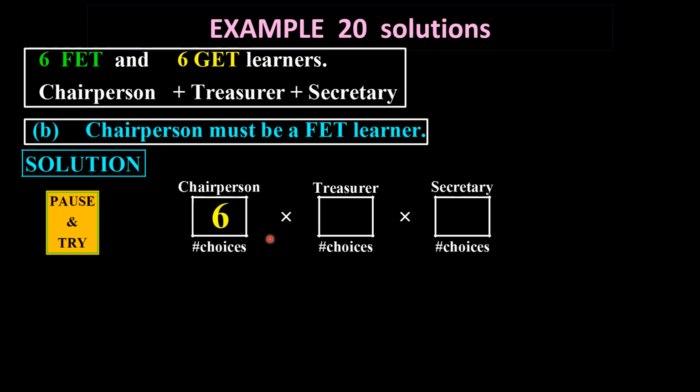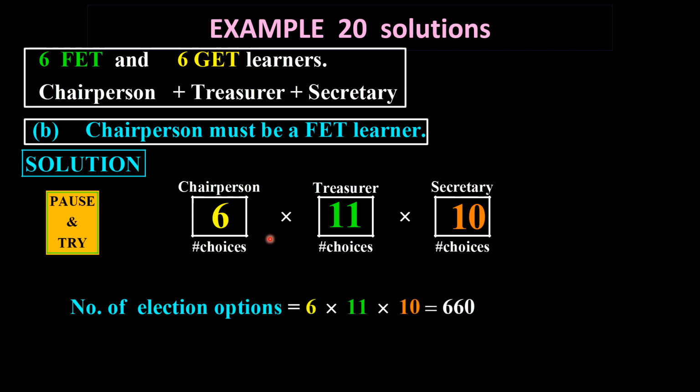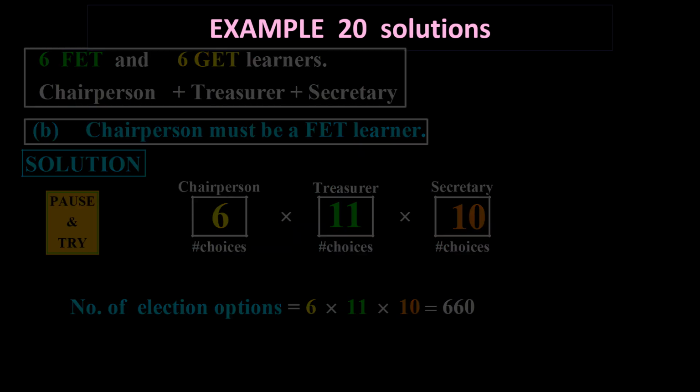Now the chairperson, so 1 person's already been elected. Now the remaining position can be filled by any of the remaining. The second position can be filled by any of the remaining. That's correct, 11. And then the next one can be filled by the remaining 10. So in this case here, the election options are 6 times 11 times 10, which is 660.